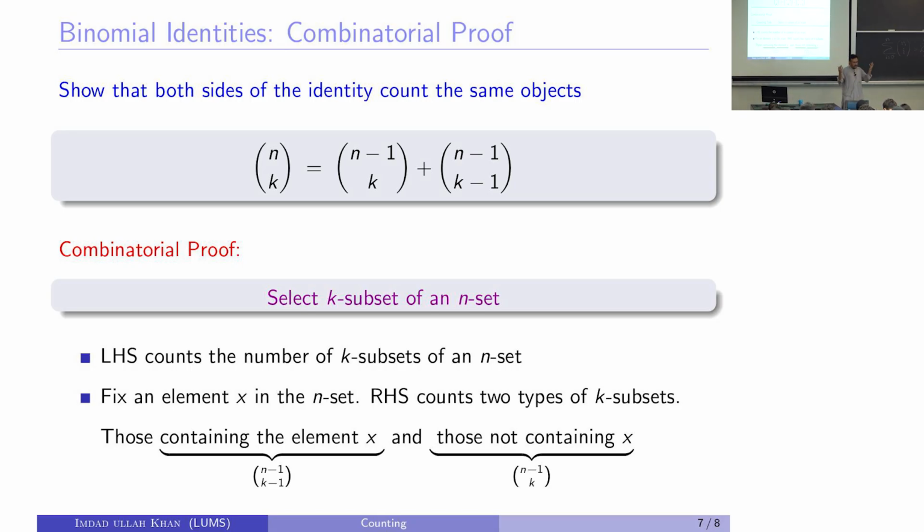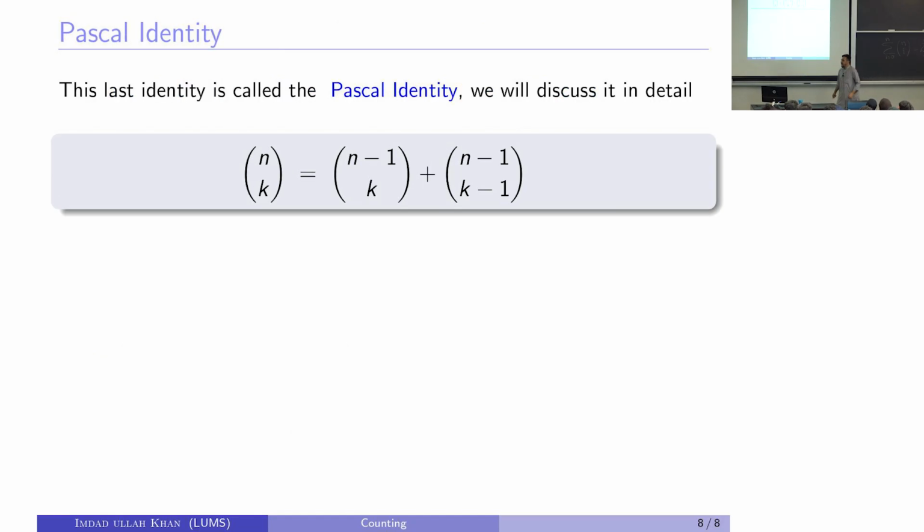Now you see, I was selecting k subsets. I could count it in two different ways. One is just n choose k. The other is to distinguish between those which contain x and those which do not contain x. Nonetheless, it is the same counting question. Both of these different numbers attempt to answer the same question, so because they are counting the same objects, they must be equal. This last identity is called the Pascal identity.